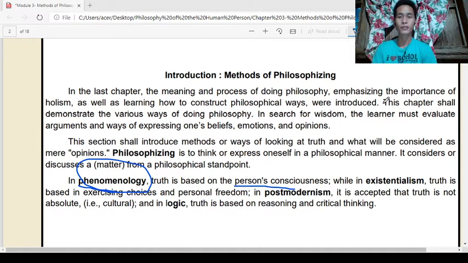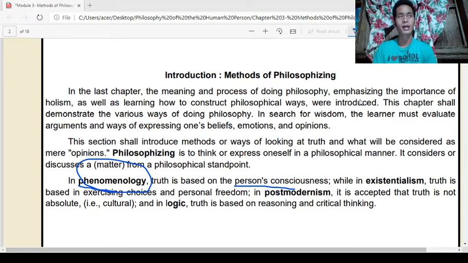The four methods of philosophizing are Phenomenology, Existentialism, Postmodernism, and Logic. Okay, what is Phenomenology? In this method of philosophizing, truth is understood based on a person's consciousness. In Phenomenology, this first method, truth is derived based on a person's consciousness or awareness. While in existentialism, truth is based on exercising choices and freedom.